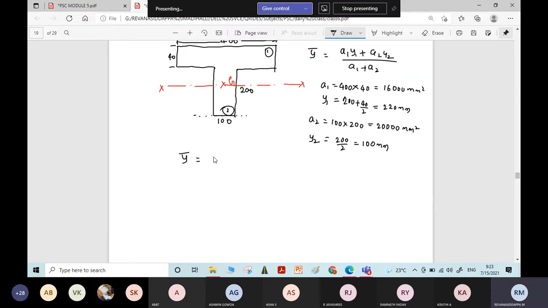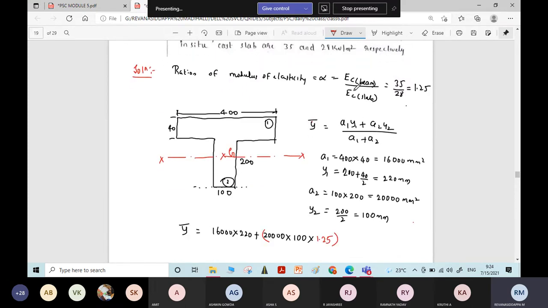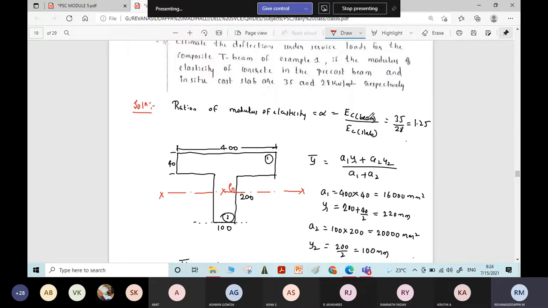A1 Y1 is equal to 16,000 into 220 plus A2 Y2, 20,000 into 100, into 1.25. You need to multiply. What is this 1.25? It is the ratio of Young's modulus of the beam to that of the slab, the ratio of modulus of elasticity of the concrete of the beam to that of the concrete of the slab.